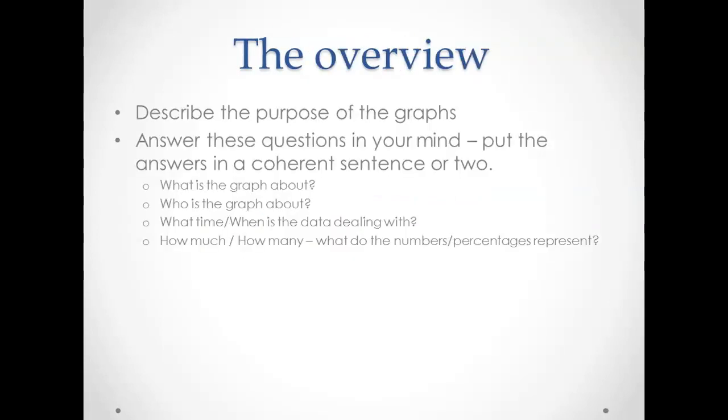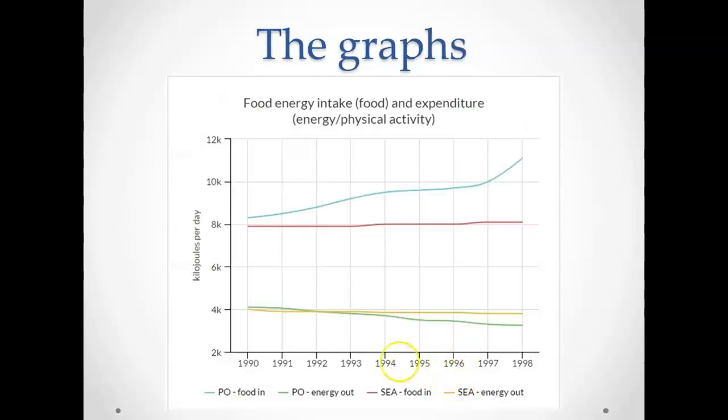The first paragraph must be an overview. Describe the purpose of the graphs. These questions might help you write the overview quickly and simply. Number 1, what is the graph about? Remember, it's about being overweight or obese. Who is the graph about? It's about populations in 5 different parts of the world, or the line graph, if you recall, let's have a look, was only about 2 regions, the Pacific Ocean and Southeast Asia.